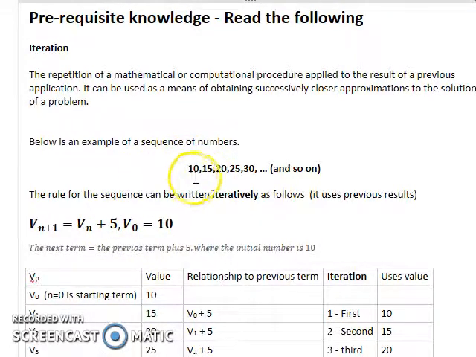So 15 is 10 plus 5. 20 is 15 plus 5. 25 is 20 plus 5. Are we happy with that? So the next term is the previous term plus 5, and you have the starting term of 10.